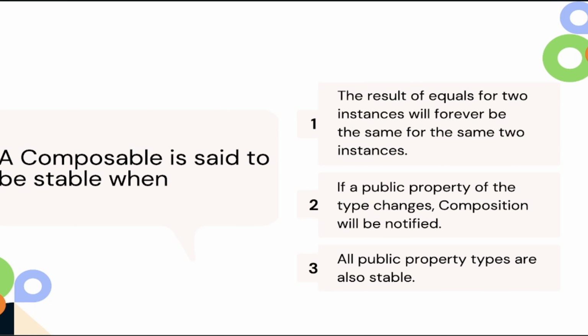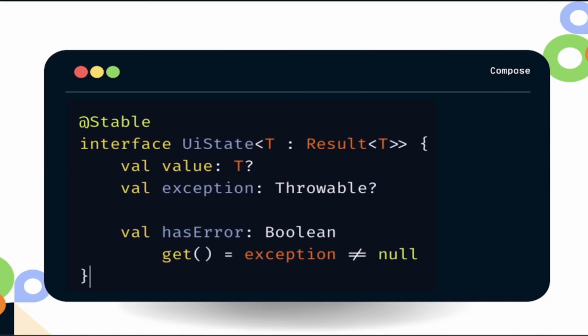Now that we know about stability, when all types passed as parameters to a composable are stable, the parameter values are compared for equality based on the composable position in the UI tree. Recomposition is skipped if all the values are unchanged since the previous call. That's how the Compose compiler knows when to skip a recomposition. This is called smart recomposition. We can create our own stable item. If we want the Compose compiler to treat it as stable, we can mark it with the stable annotation.